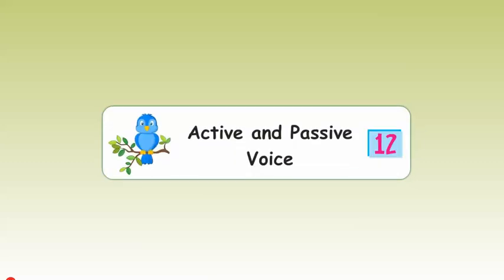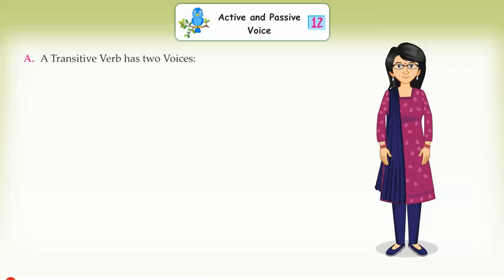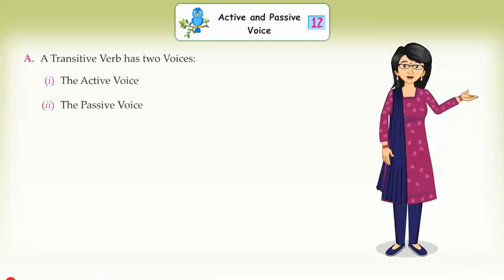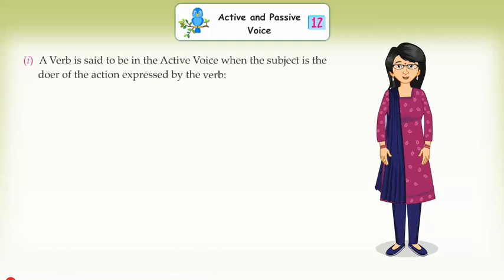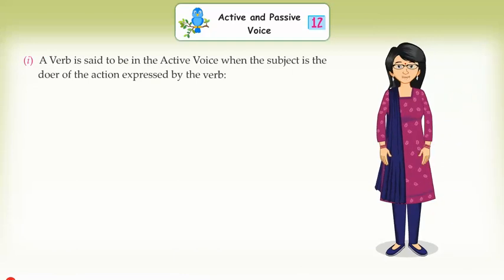Chapter 12. Active and Passive Voice. A. A transitive verb has two voices: 1. The active voice. 2. The passive voice. 1. The verb is said to be in the active voice when the subject is the doer of the action expressed by the verb.